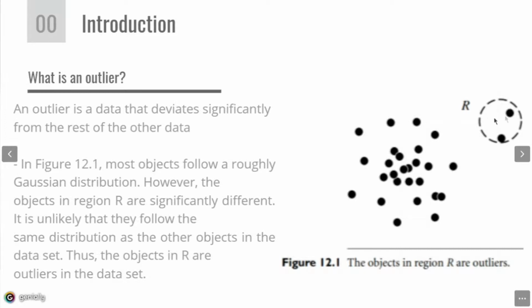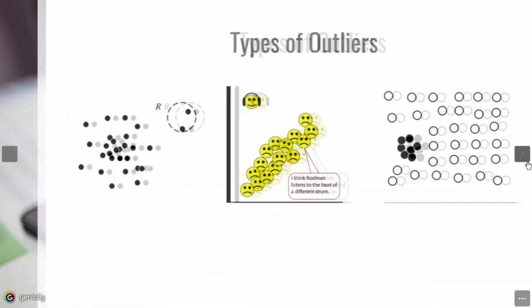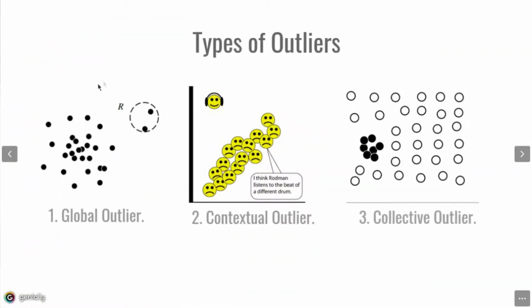Now that we have a better understanding about what an outlier is, let's explain the different types that exist. In order to be better at identifying them, we have three different types: global, contextual, and collective.